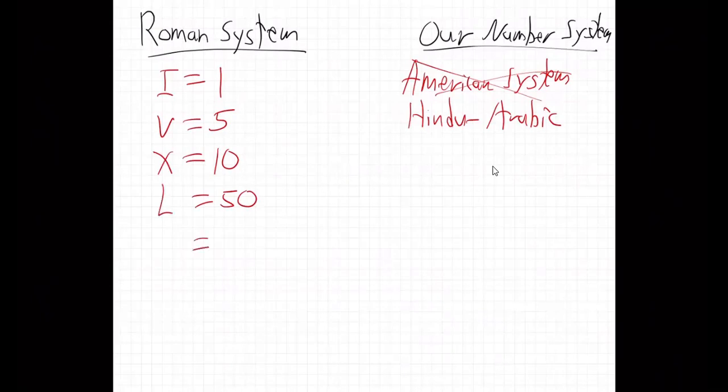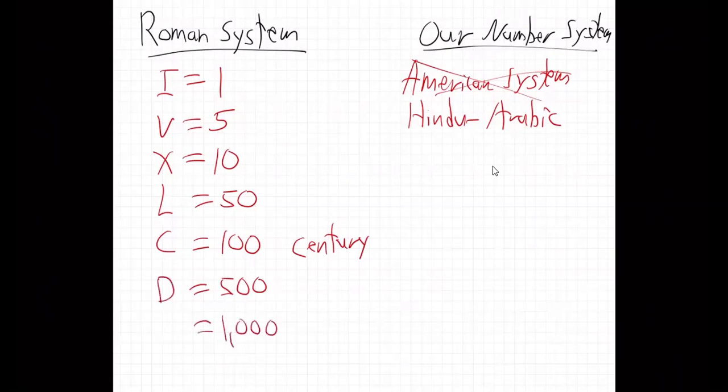You do not have to memorize these. You get a full sheet of notes on the exam. Next comes 100. What's 100? C. Yeah, that one is easy for me because I always think of centuries, 100 years, or a cent is 1/100th of a dollar. Next comes 500. What's 500? D. And finally 1,000. M. That's the answer. Like mega, like a megabyte on a computer is 1,000.